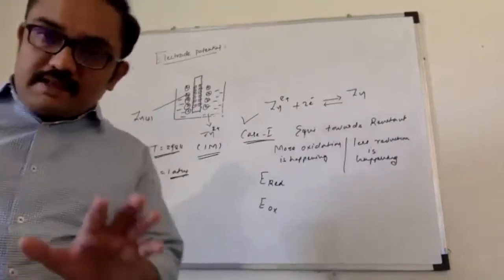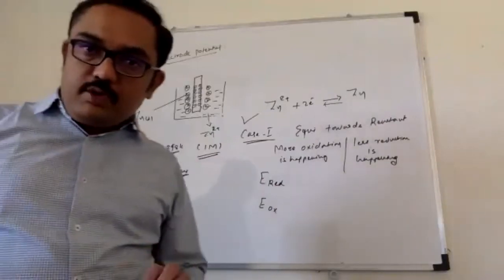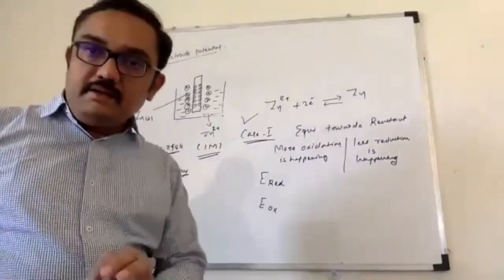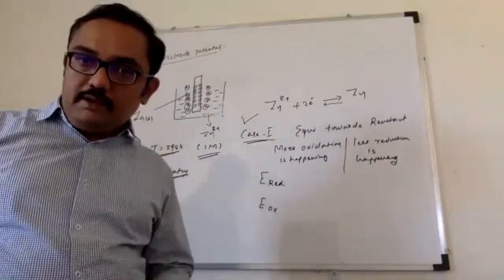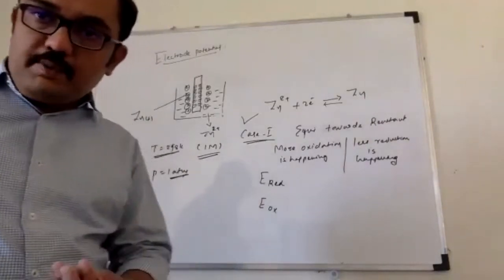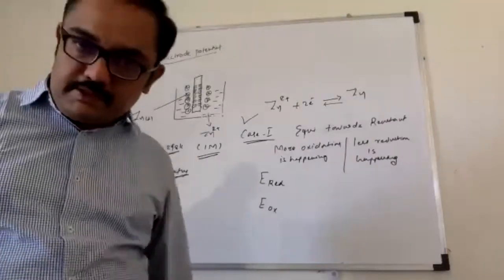So what is the standard electrode potential of any half cell? The standard electrode potential of any half cell is the electrode potential measured when the concentration of ions is 1 molar, the temperature is 298 Kelvin, and the pressure of gas is 1 atm. Then that is called standard electrode potential.